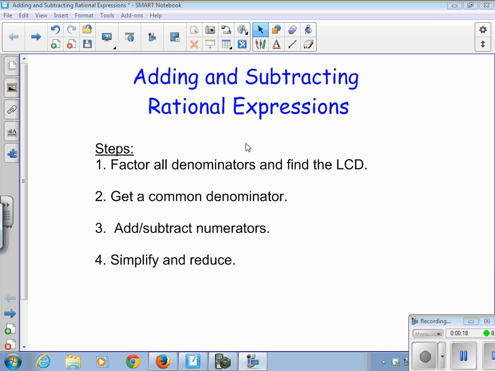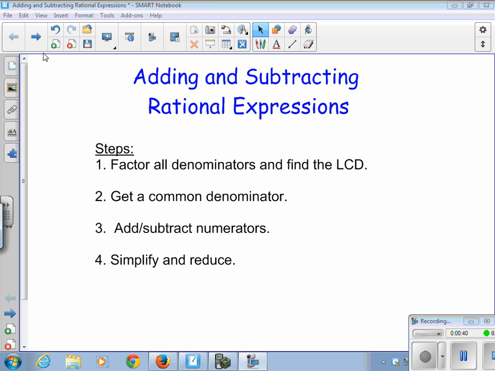The steps that you are always going to go through when adding and subtracting a rational expression are, first of all, you're going to factor all the denominators and find the least common denominator. After that, you're going to go through the process of getting a common denominator, and I'll show you how to do that. And then add and subtract the numerators, then simplify and reduce. So these are your 4 steps you're going to go through every time.